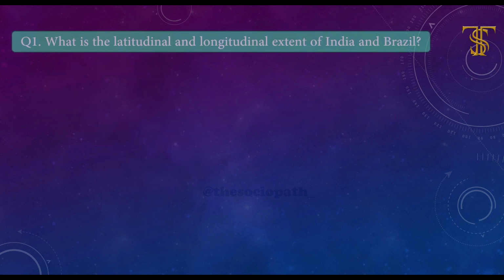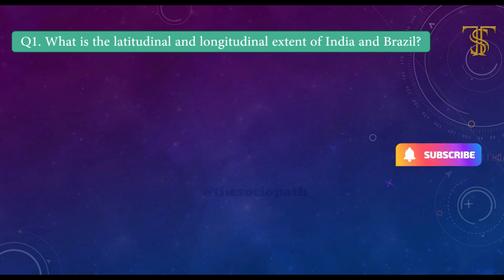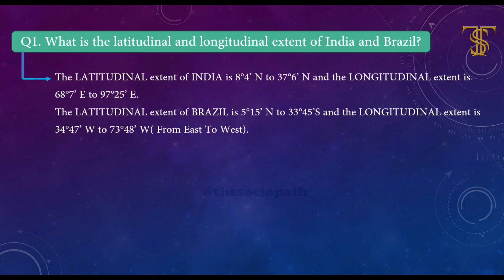Now let's see the important questions and answers from this module. Question number 1. What is the latitudinal and longitudinal extent of India and Brazil? The latitudinal extent of India is 8 degrees 4 minutes north to 37 degrees 6 minutes north, and the longitudinal extent is 68 degrees 7 minutes east to 97 degrees 25 minutes east.